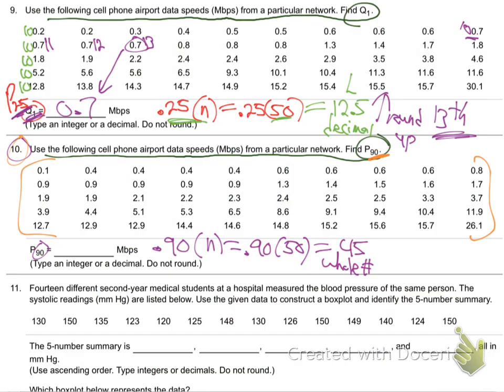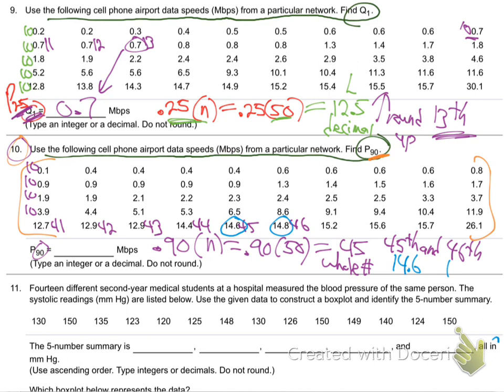So I'm going to take the 45th and 46th numbers and average them. What are those? Well, remember, there's 10 numbers here, 10 here, 10 here, 10 here. That's 40. So this is the 41st, 42nd, 43rd, 44th, 45th, 46th. So this is the 45th number, and this is the 46th number. So the 45th number is 14.6. The 46th number is 14.8.